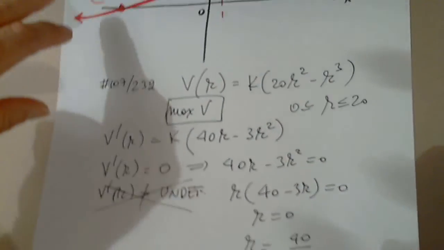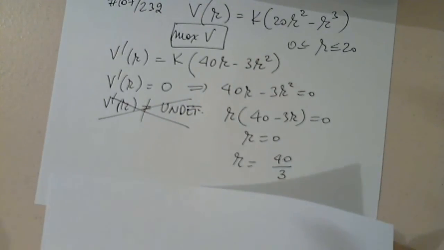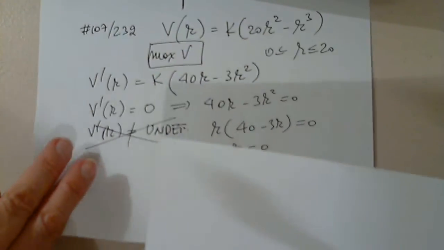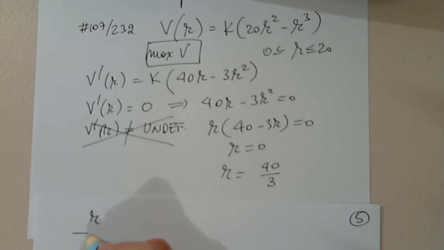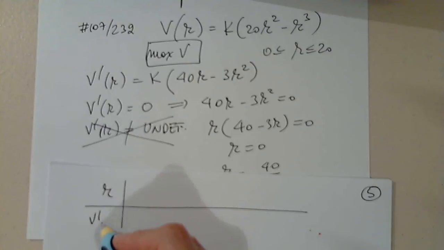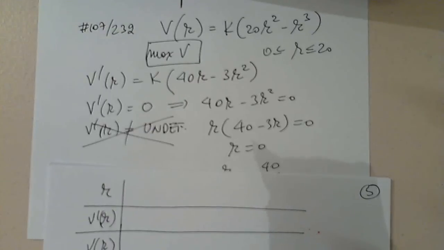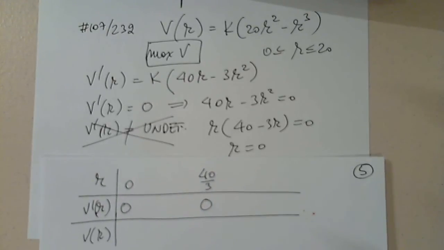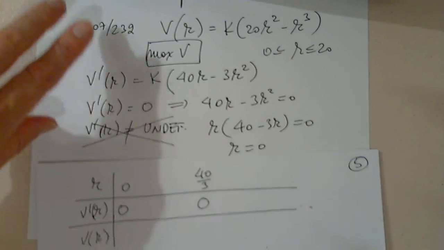Not enough. Have to create a little chart this time. And the little chart will have only, so this is my page 5. Very good. So I have r. This time I only need v prime of r and v of r. We have 0. We have 40 divided by 3. And the first derivative is 0 at these 2 points. Now I have to study the sign of the derivative. Here's the derivative right here.